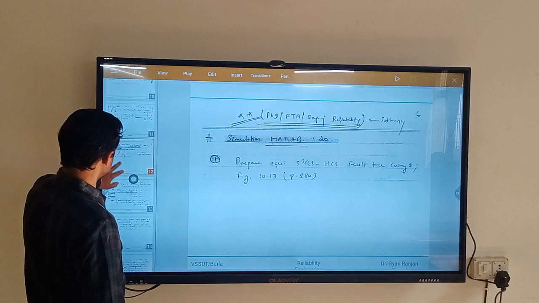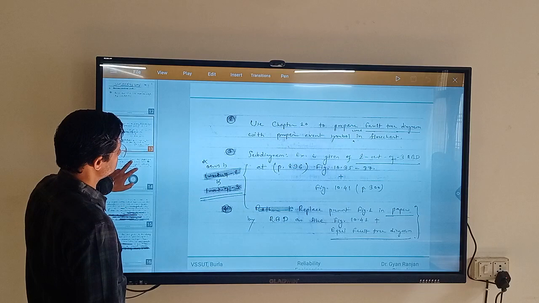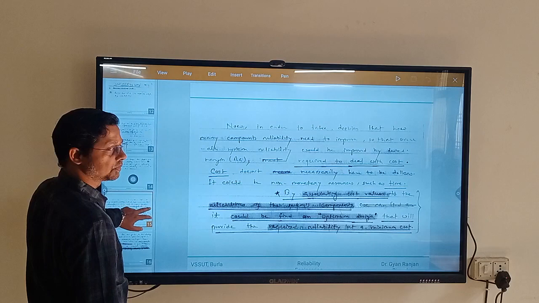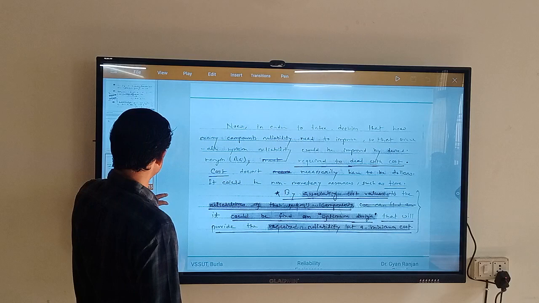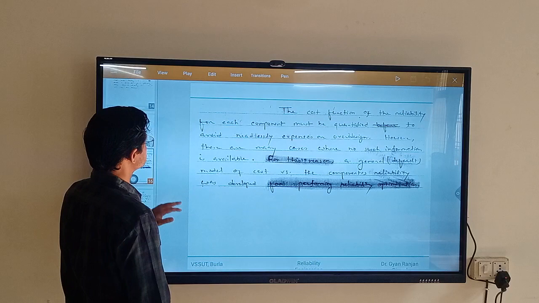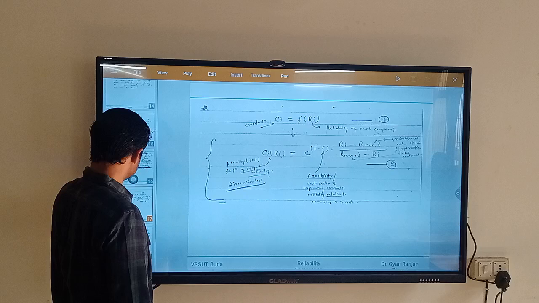At least on this PDF version you have, is it readable or not? The PDF content you have, the screen is readable or not? Yes. Because what happened, I have given them for the number of jobs. That is also covered. This is also covered. Will you consider that example today?